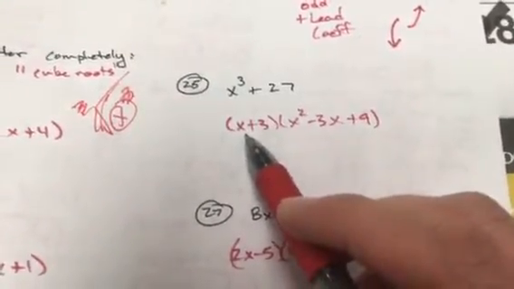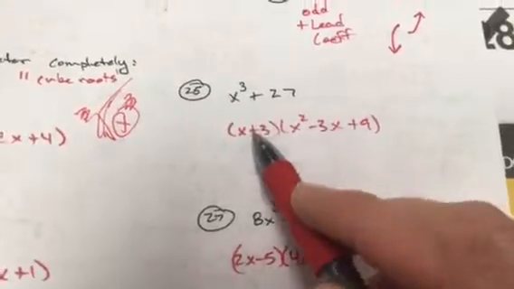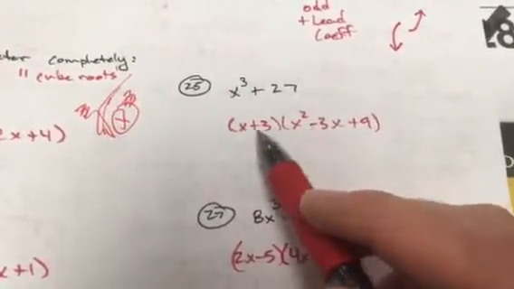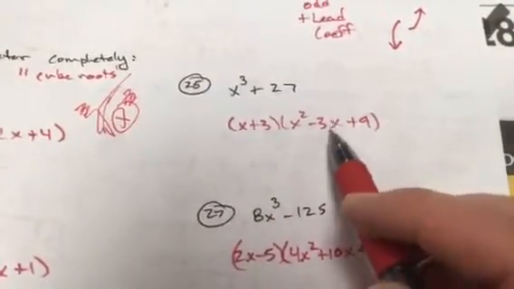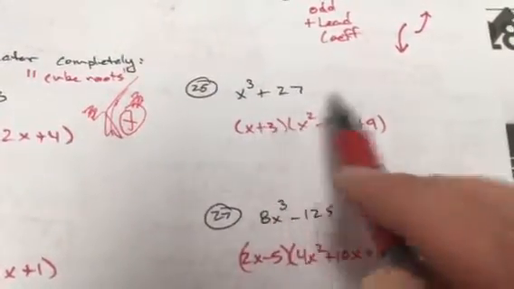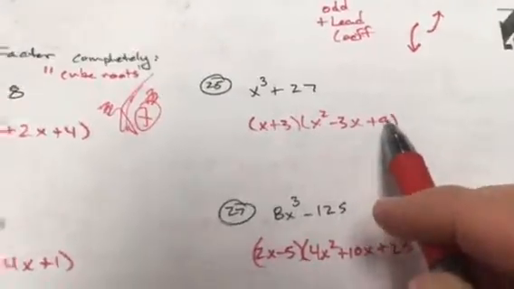Take this first term and square it, x squared. If this is a plus, that's why we have a minus here. Take the inner product. X times 3 is 3x. Then you take this 3, the second term, and you square it, 9.